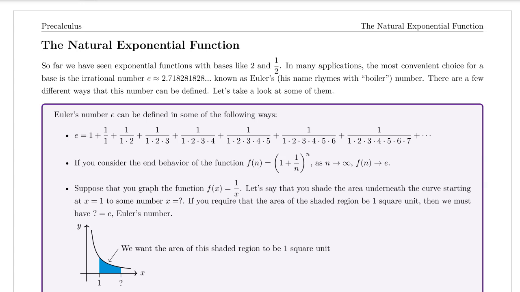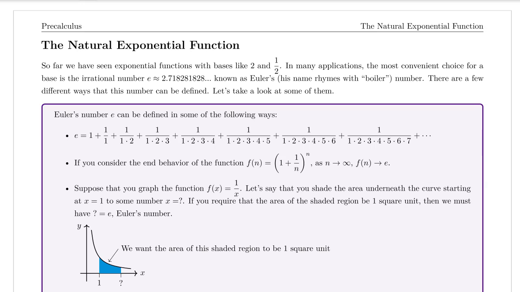In previous videos, so far we've seen exponential functions with bases like 2 and 1/2. In many applications, the most convenient choice for a base is the irrational number e, which is approximately equal to 2.718, known as Euler's number. There are a few different ways that this number can be defined. Let's take a look at some of them.